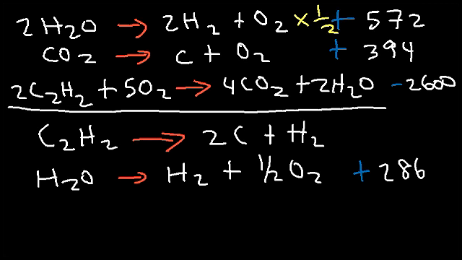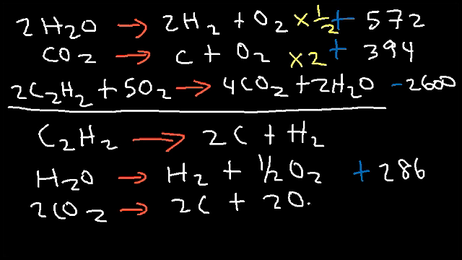Now let's move on to the second reaction. Let's focus on carbon. It's only found in equation 2. So we need 2 carbons on the right. So therefore we need to multiply equation 2 by 2. So it's going to be 2CO2. We don't have to reverse it. And this is going to turn into 2 carbon atoms and 2 oxygen molecules. So 394 times 2 is positive 788.